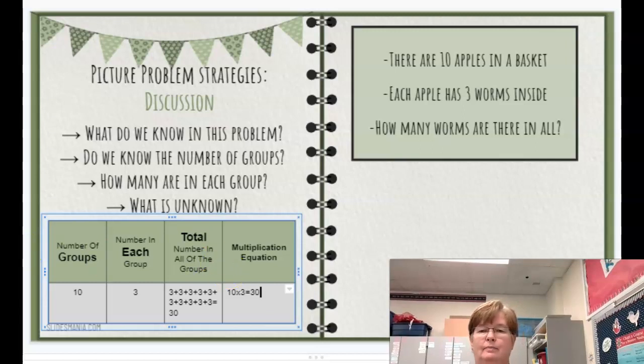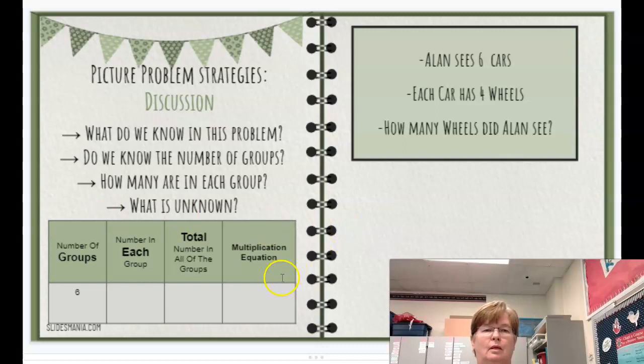Next slide. Okay, what do we know about this problem? Do we know the number of groups? How many are in each group? And what is unknown? Alan sees 6 cars. Each car has 4 wheels. How many wheels did Alan see?